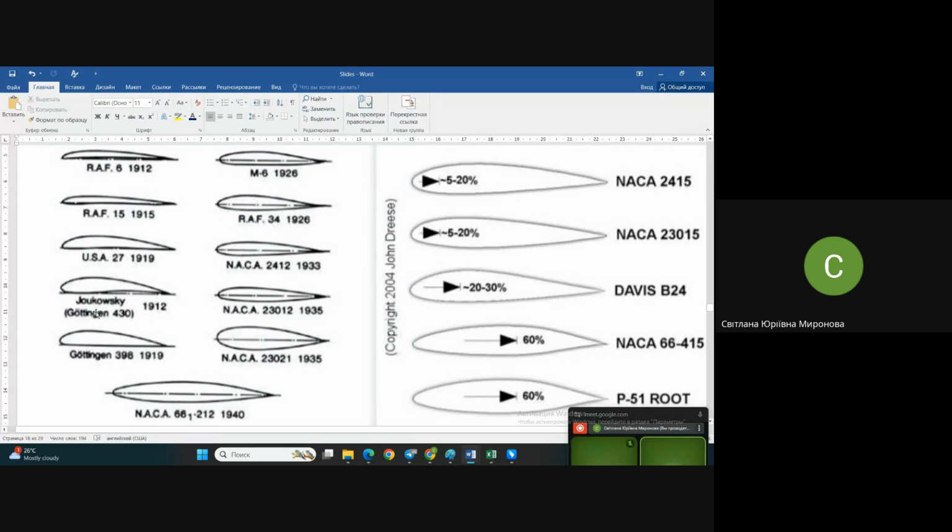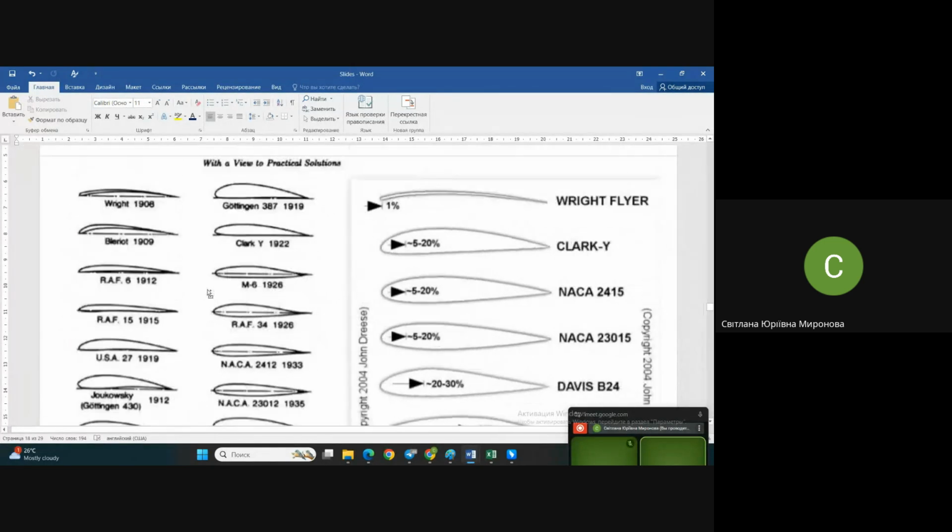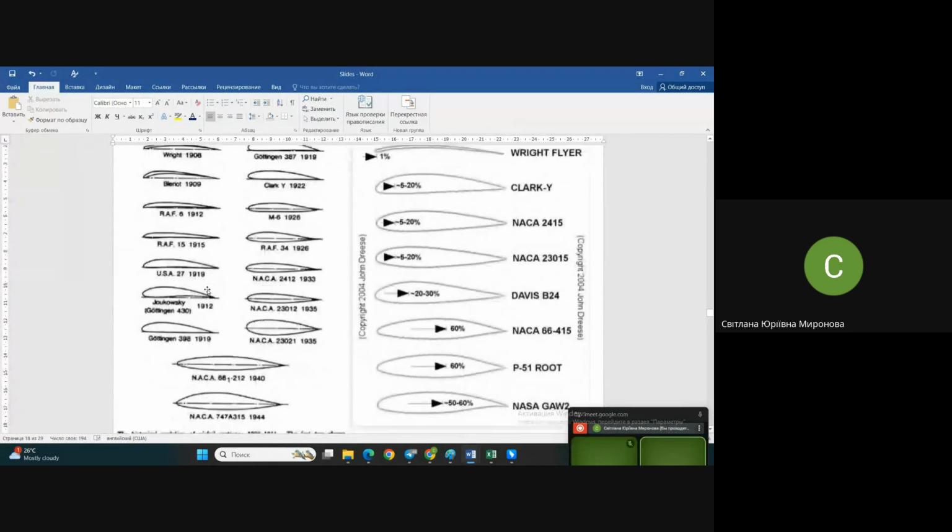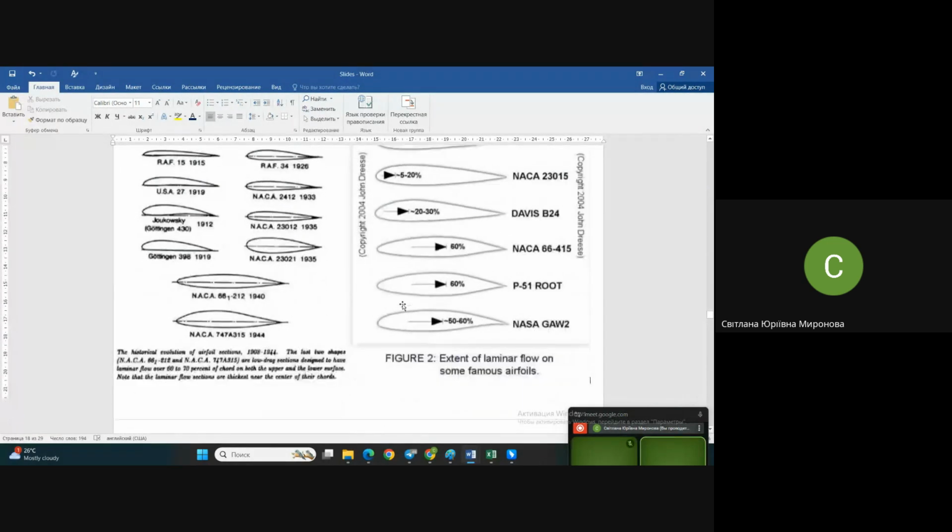Zhukovsky profile, as you might see here, is rather thick at the front, but all profiles, all other profiles, they compulsorily have this sharp trailing edge.